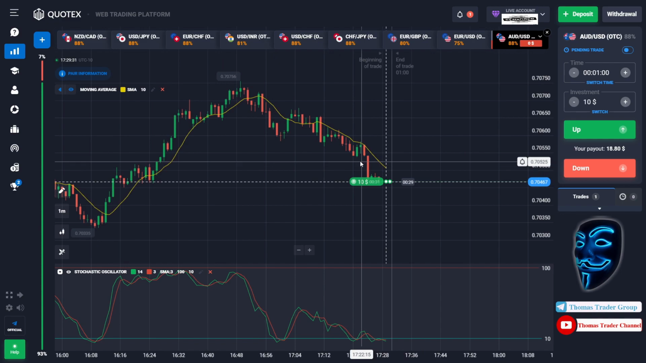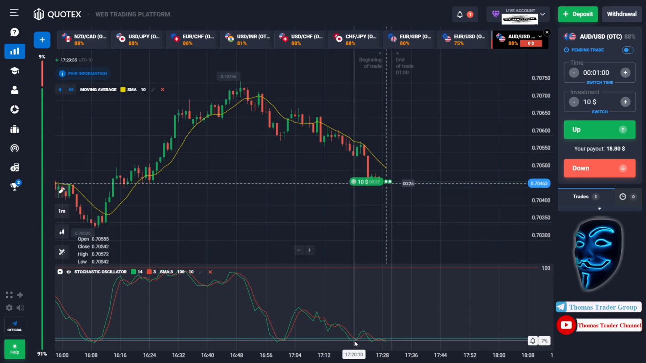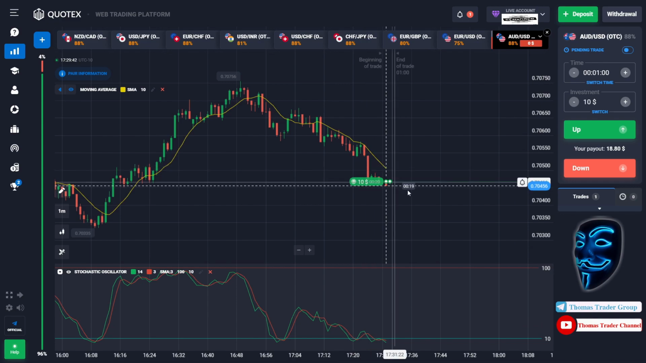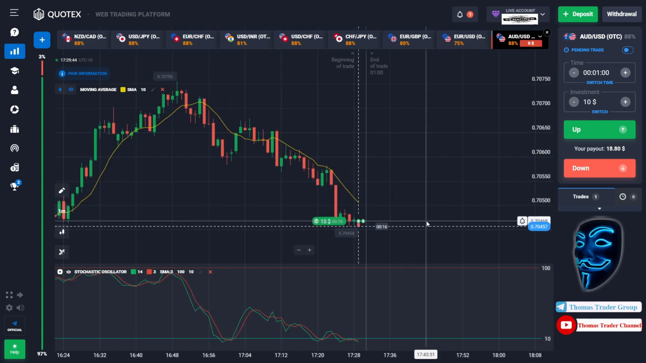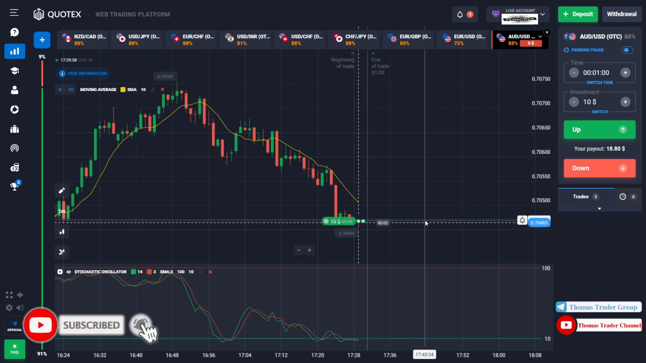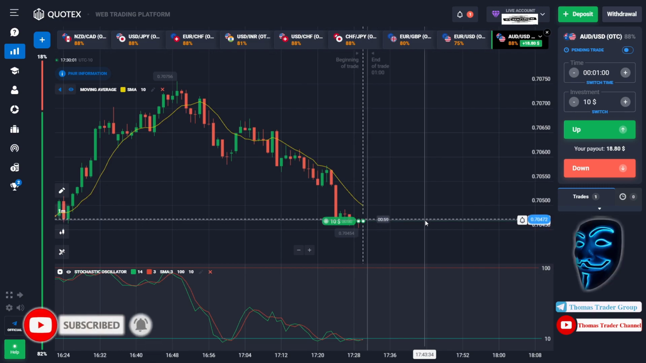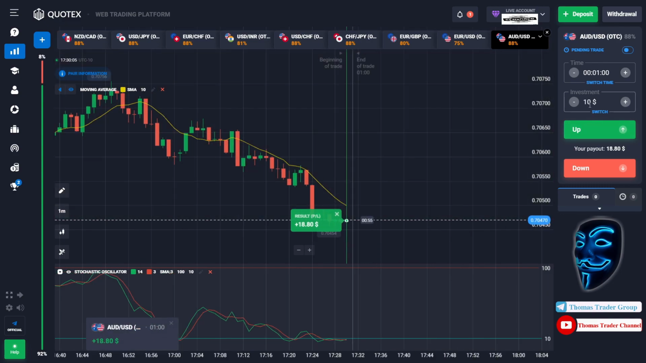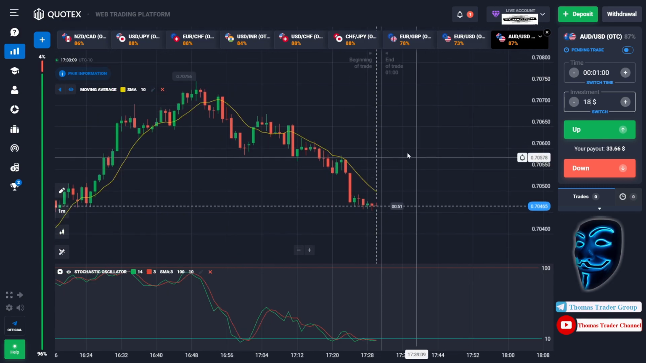And here is the example. When the market touches the oversold area, it will make a rebound and it will make a correction to the moving average line before it continue the bearish trend. Let's prove it and let's wait till the end of our trade. We made a right prediction over here. We made a profit of $18. Let's change our investment into $18 and let's find the other market.